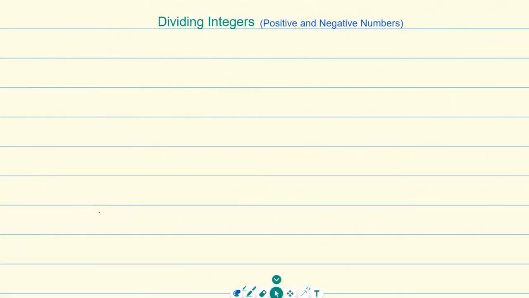Hi, today I am going to be showing you how to divide integers, so that's positive or negative numbers. So if I say, what is 6 divided by 2? That's asking you how many groups of 2's do you have in 6. So we know that it's 3.